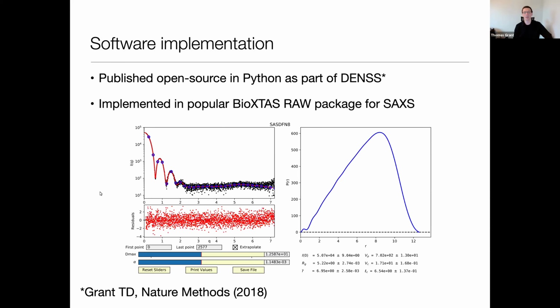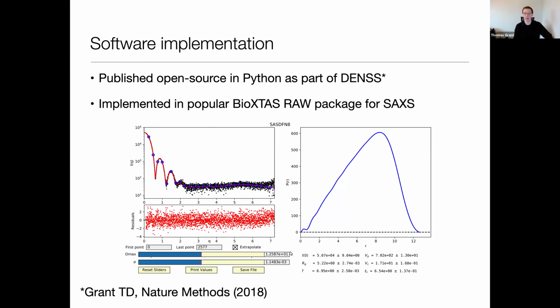We've implemented this all in software. We've published this open source a few years ago. So DENSS is a package that I published a few years ago, which allows us to do 3D reconstructions of electron density from solution scattering. And we've taken this whole pipeline and built it into DENSS because we need these smooth curves for DENSS to work. So this is now part of DENSS. It's also implemented in a popular package called BioXTAS RAW, if you happen to do this stuff.